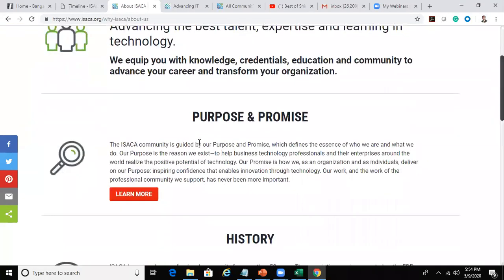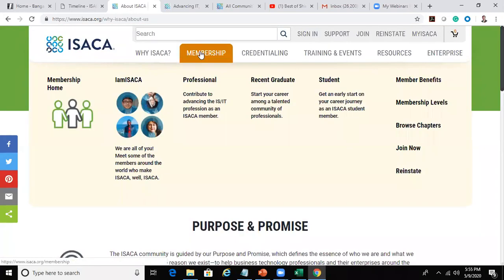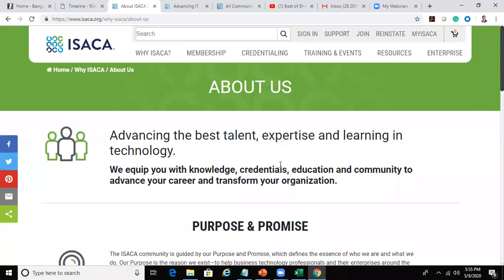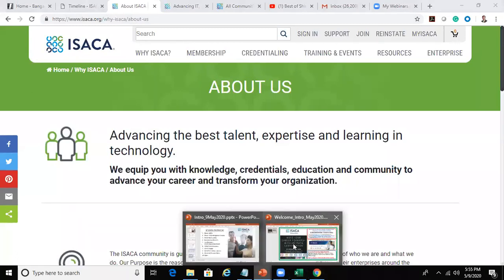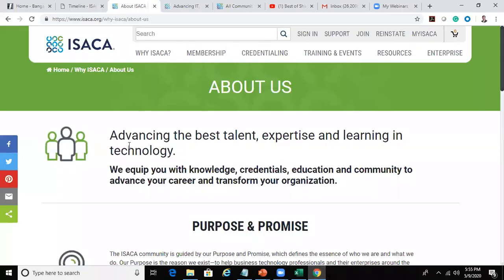I'm not spending too much time. We'll come back again about ISACA and about membership. But this whole session is hosted by the ISACA Bangalore chapter. I'm sure all of you know this is one of the largest chapters, with close to 1,500 members, a very active chapter with a lot of events taking place, and we constantly ensure that we keep our members engaged. So this is quickly about ISACA Bangalore.